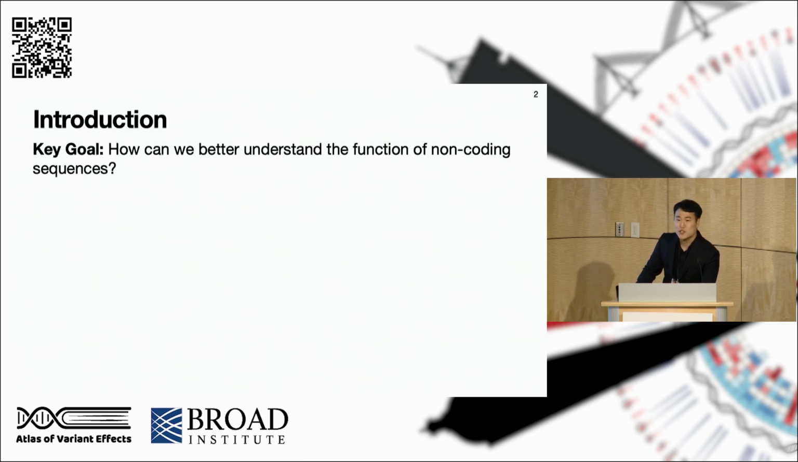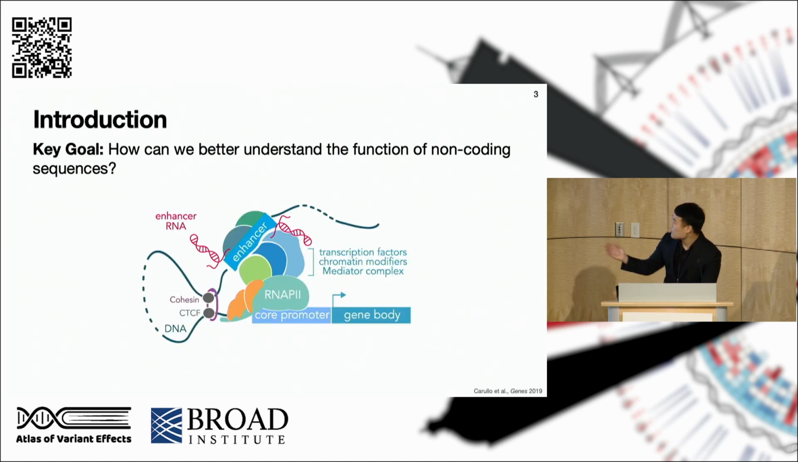I'd like to begin by introducing our key goal. That is, how can we better understand the function of non-coding sequences? And here, of course, I have depicted a classic model of gene regulation involving an enhancer, promoter, and several transcription factors. We aim to better understand this model and more specifically understand how enhancer sequence affects binding to transcription factors and how this plays a role in downstream regulation.